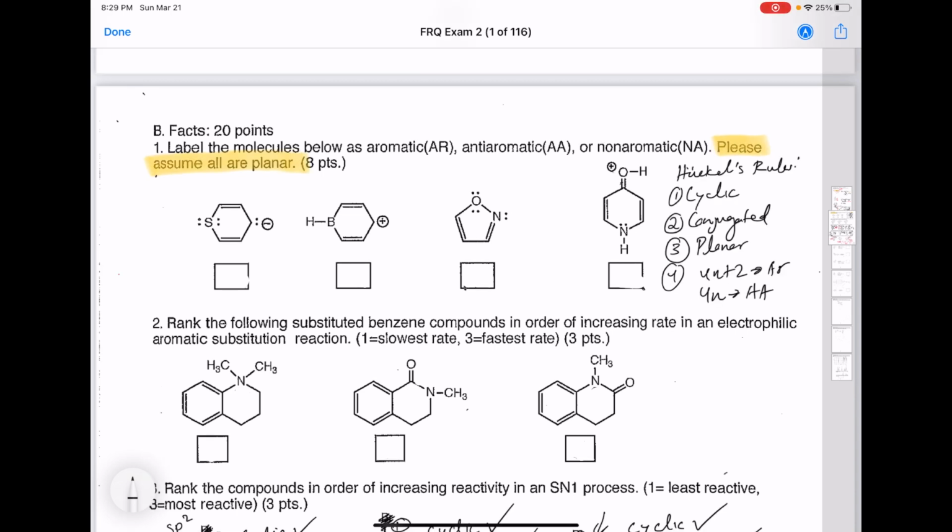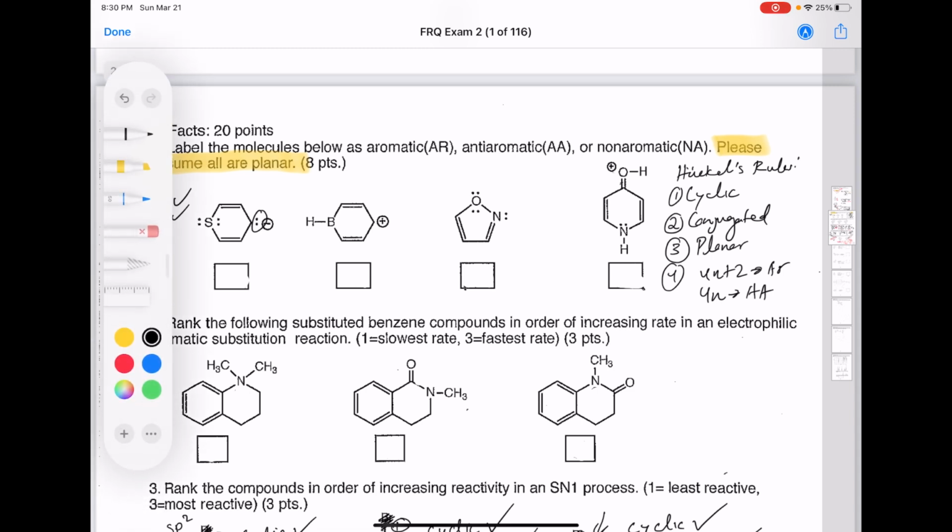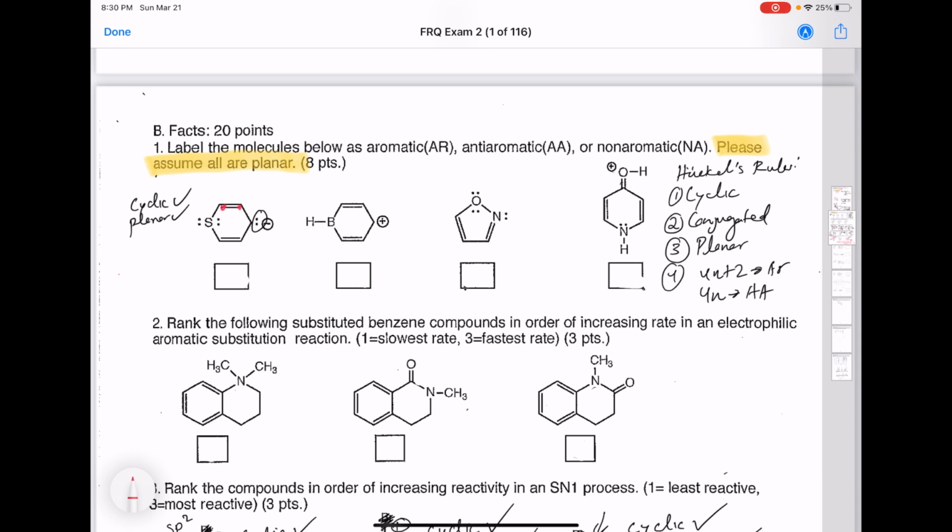For the molecule on the left, let's start applying Huckel's rules to see how we can classify this molecule. We see right away that it is indeed cyclic, and it is planar because of our assumption. And so the question is, is it conjugated? We see right here that we have a pair of electrons on this carbon. So we have a carbanion. And the question is, is this pair of electrons part of the pi system? It is actually indeed part of the pi system.